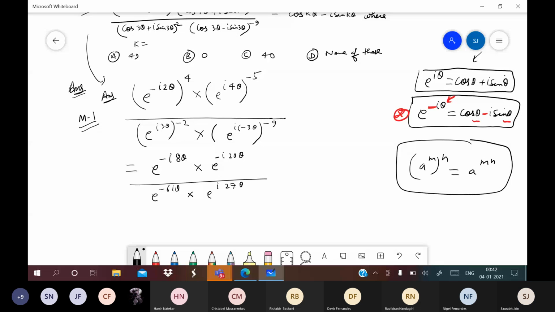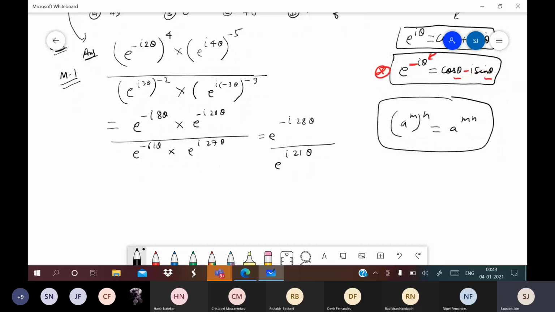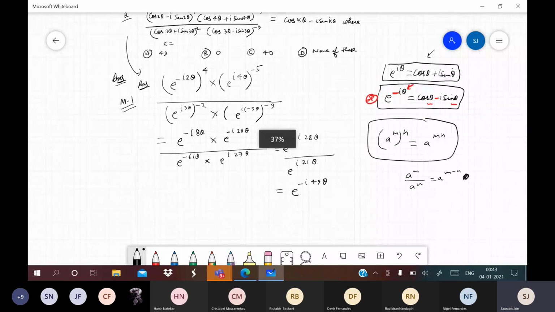Now you can use the property of exponent. In the numerator, you get power minus 28, because powers will be added up, base is same, right? Basic concepts of exponent. And in the denominator here you get 21 theta. Now again property of exponent: you will use a to the power m by a to the power n, that is m minus n. So finally you will be getting e to the power minus iota 49 theta. Okay. You have reduced the given question to this form.